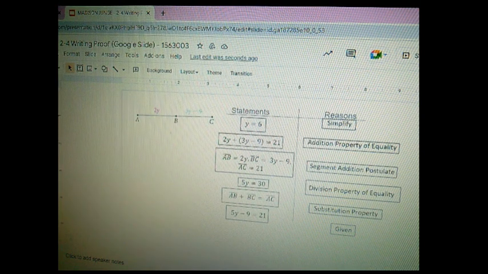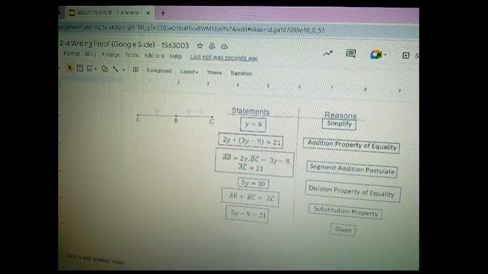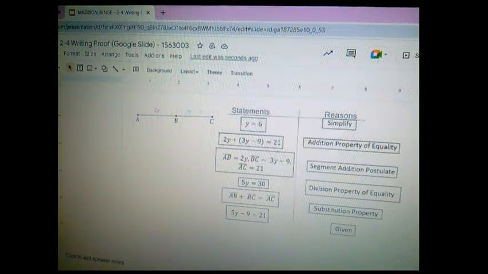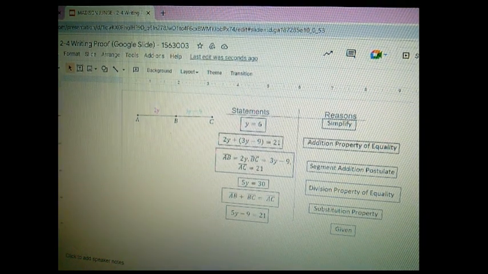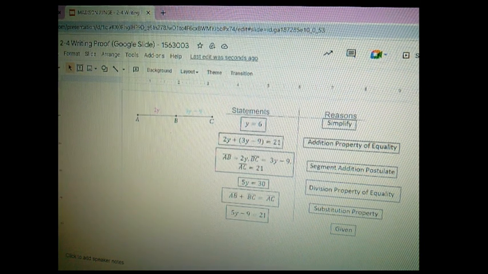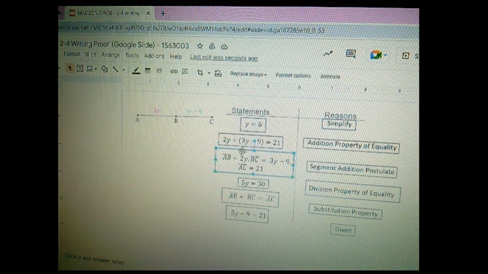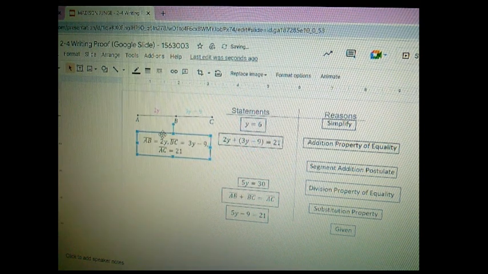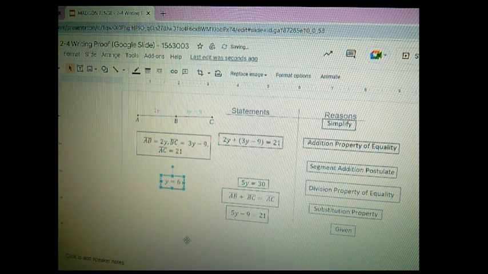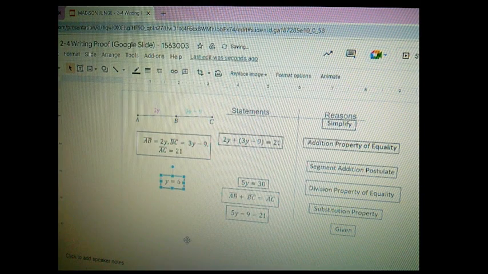And it looks like we have a third. In this third one, I've mixed everything up, and you have to figure out from beginning to end. I'll even help you out on this. Your given is the piece of information right here that basically outlines everything that you see in the picture. And your last step is going to be this one right here, the y equals 6. So you have to go from the beginning to the end on this proof.